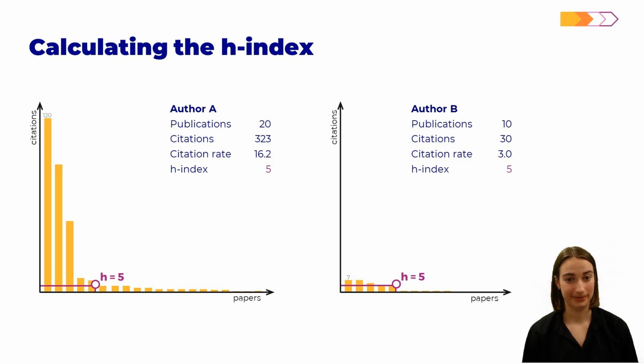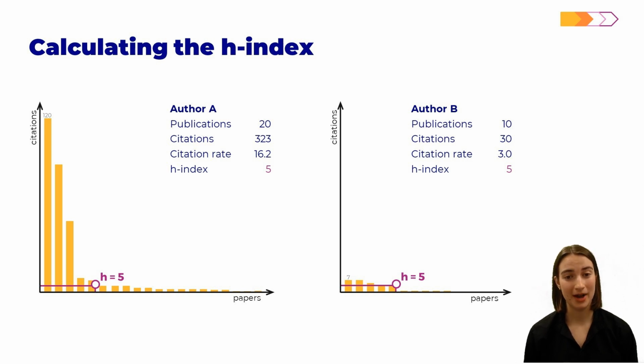In this example, author A has an H-index of 5. This means that they have published 5 papers that have received at least 5 citations each. Even though author A has published 20 papers, the H-index ignores any publications with fewer than H, in this case 5, citations each. Likewise, citations above H are also not considered in the calculation of the H-index. This means that the 120 citations received by one of their papers do not affect the H-index at all.